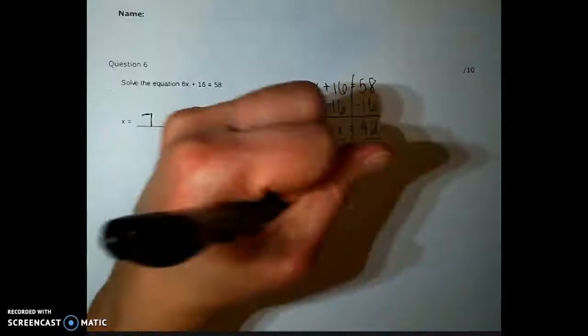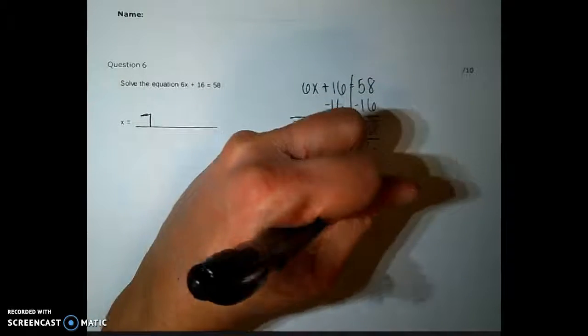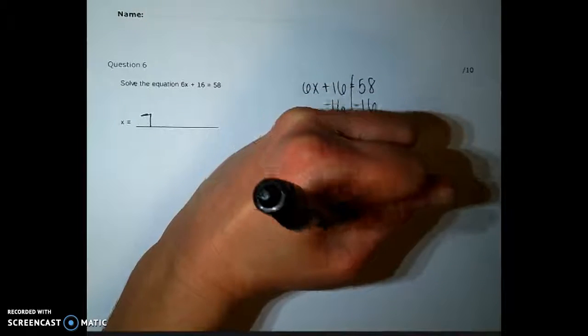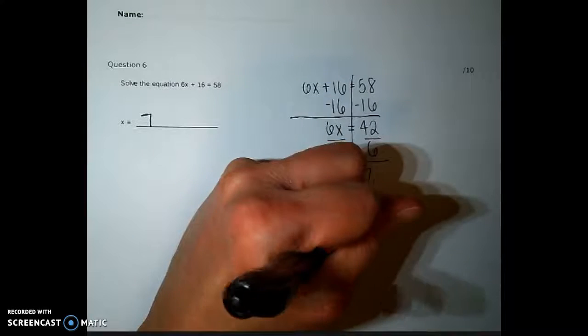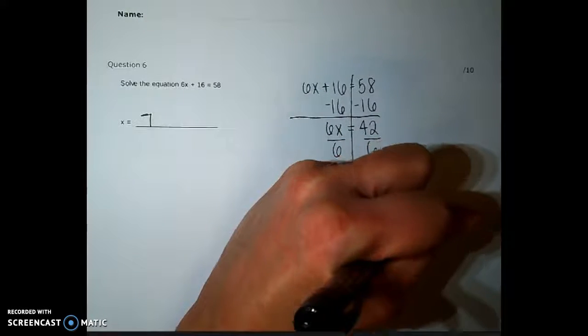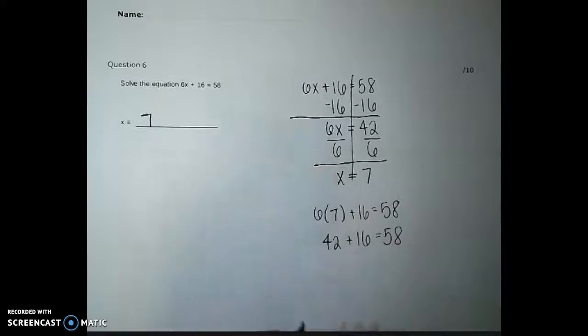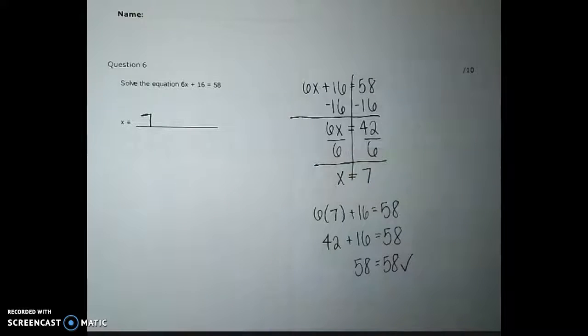Now when I double check my work, I replace my variable with 7 because I got x equals 7. First I take 6 times 7, which gives me 42. So I'm simplifying the left side. 42 plus 16 does give me 58, and 58 equals 58. So I know I got the right answer.